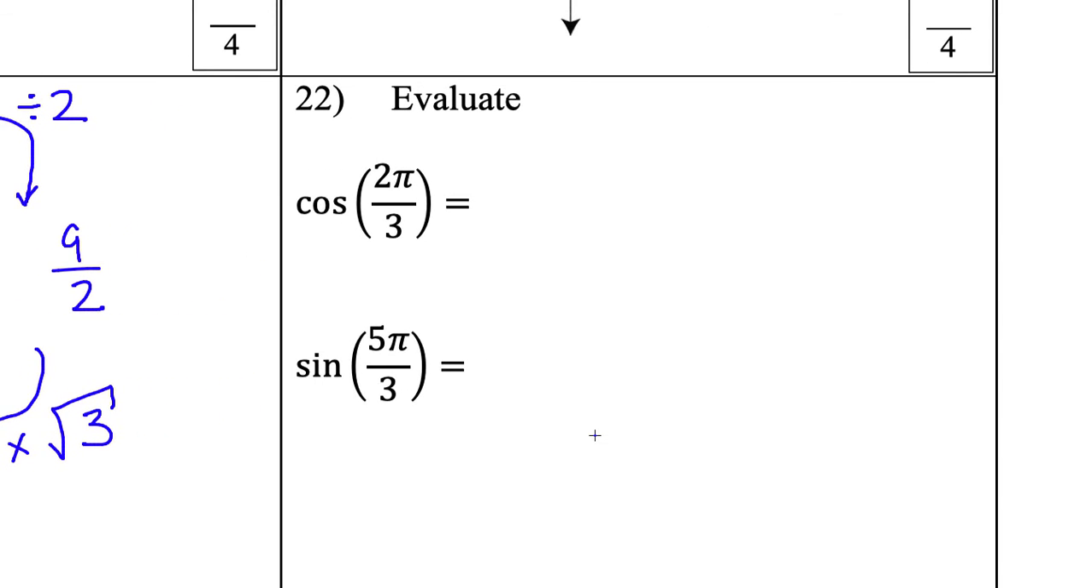And you use it for problems like number 22. You need to know what cosine of 2 pi over 3 is, just off the top of your head. Ready, go. Cosine of 2 pi over 3. You guys will all shout out. Negative a half. Okay. Remember these. Again, it's just practice over and over again.